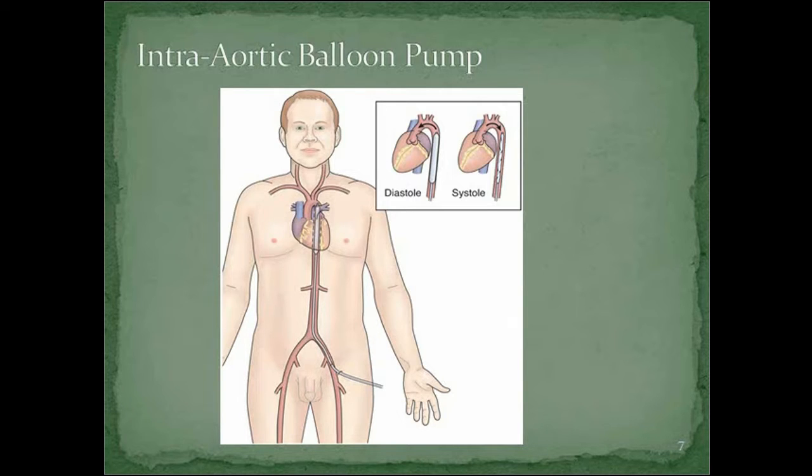It's positioned below the aortic arch and the renal arteries. Its purpose is to decrease afterload and decrease the workload of the heart, which improves cardiac output. As it's deflating, like I said, you've got the heart contracting, and as the balloon deflates and helps to get the blood out, it actually is reducing afterload. So that's one of the main goals of the balloon pump.